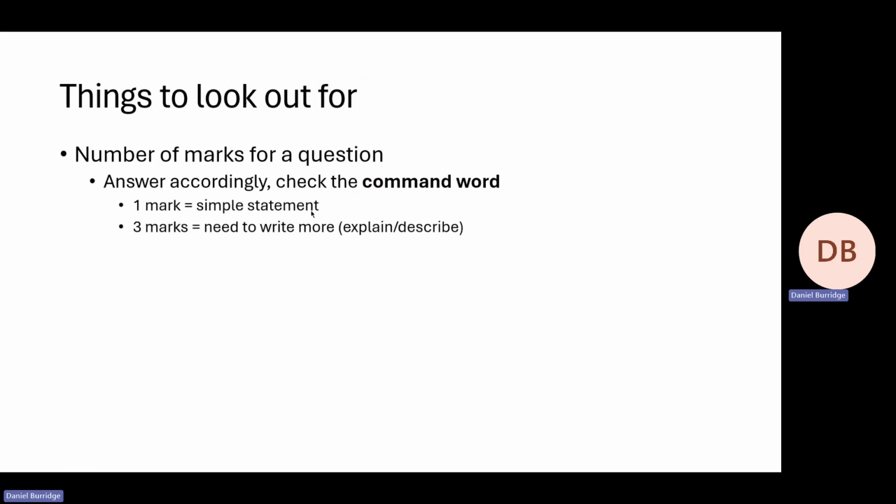You can write more if you're a little bit concerned that you haven't written the correct thing, but you run the risk of contradicting yourself. And if that happens and you said one thing and its opposite, you will not get marks. So just bear that in mind. 3 mark questions obviously mean that you're going to have to write a little bit more. Normally, those are explain or describe questions, but you need to check the command word just to see what sort of answer and what sort of question it's wanting you to put forward.